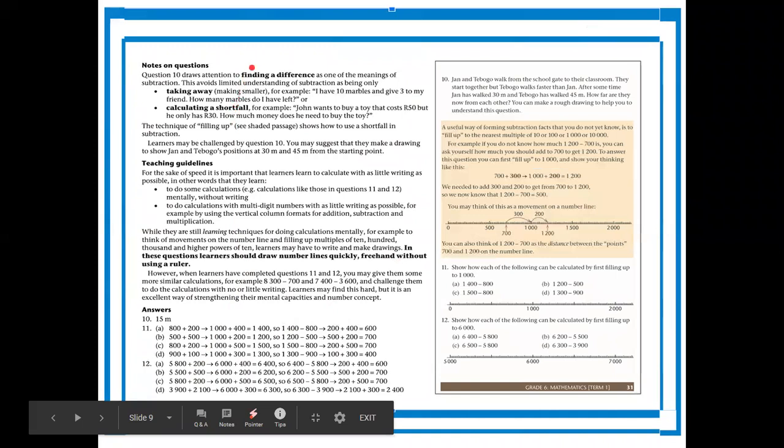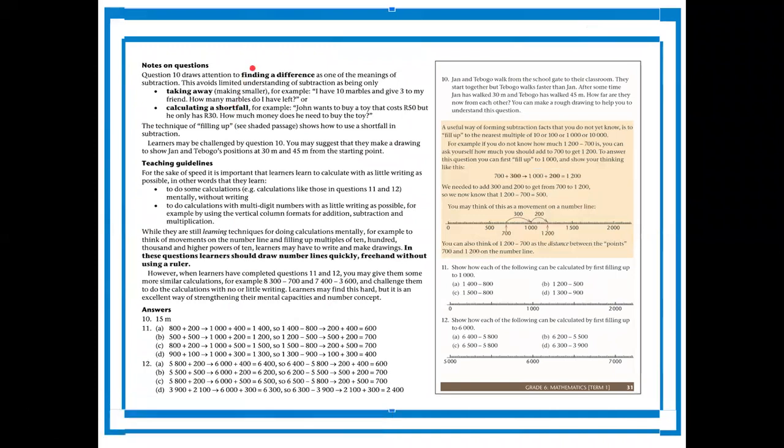Notes on questions. Question 10 draws attention to finding a difference as one of the meanings of subtraction. This avoids limited understanding of subtraction as being only taking away or making smaller. For example, I have 10 marbles and give 3 to my friend. How many marbles do I have left? So that's a taking away example. Or we can calculate a shortfall.